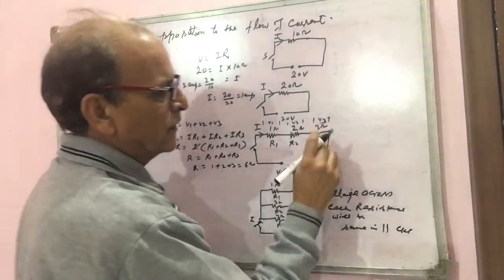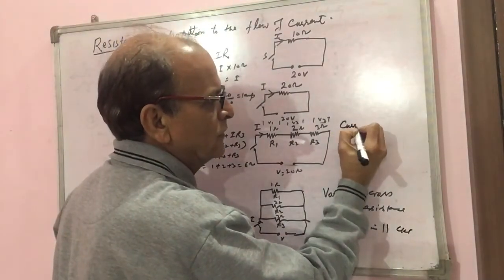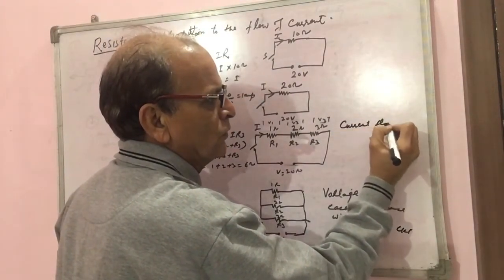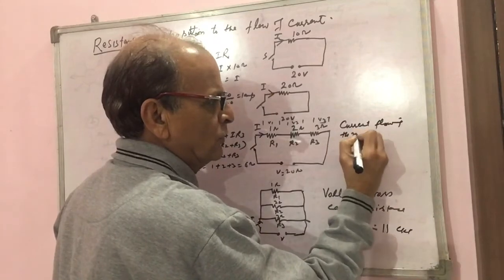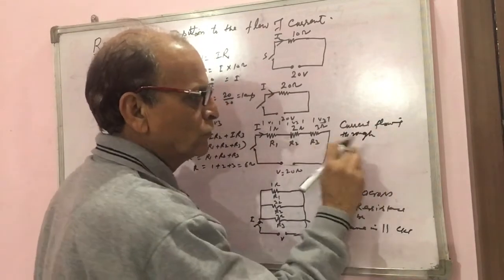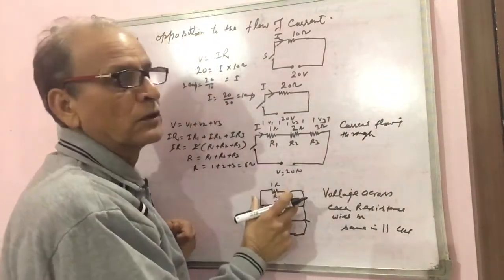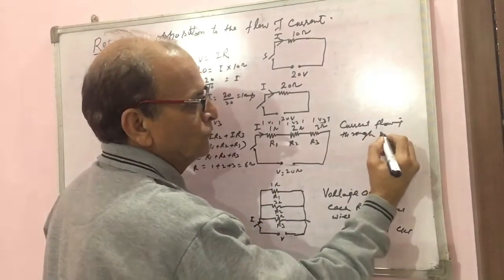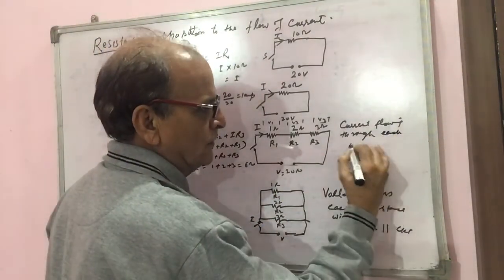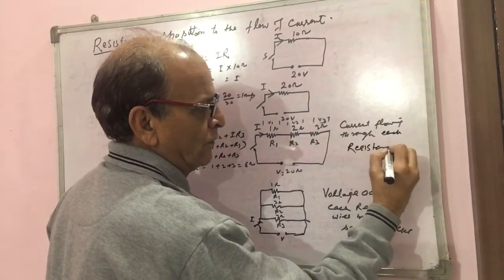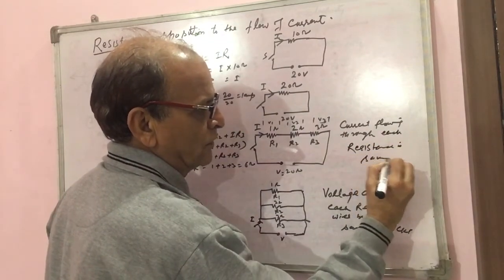In a series circuit, the current flowing through each resistance is the same. In a parallel circuit, the voltage across each resistance is the same. So you have to remember this.